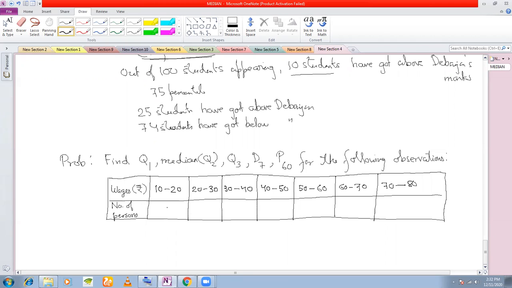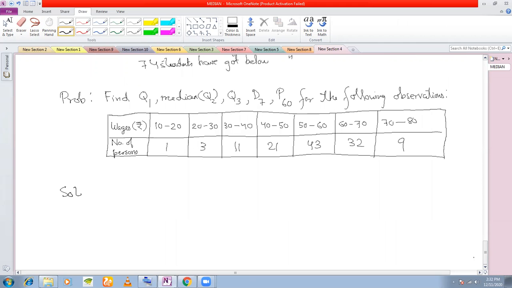Then you have 1, 3, 11, 21, 43, 32, and 9. Okay, this is your frequency distribution given.